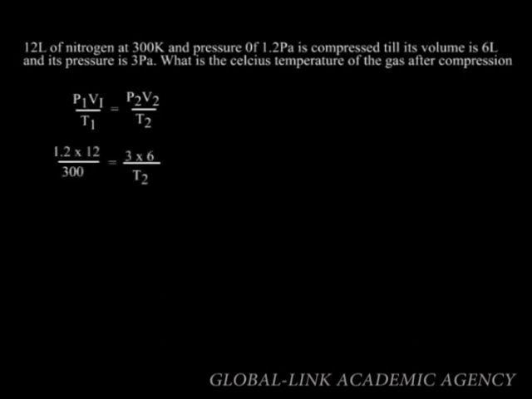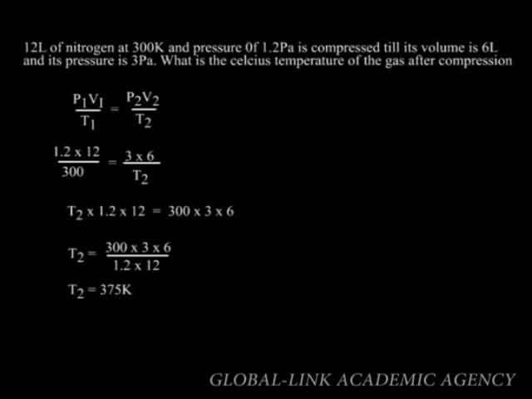1.2 times 12 over 300 is equal to 3 times 6 over T2. Cross multiplication. T2 times 1.2 times 12 is equal to 300 times 3 times 6. Solve for T2, we divide both sides by 1.2 times 12. T2 is equal to 375 Kelvin. This is equal to 102 degrees Celsius.